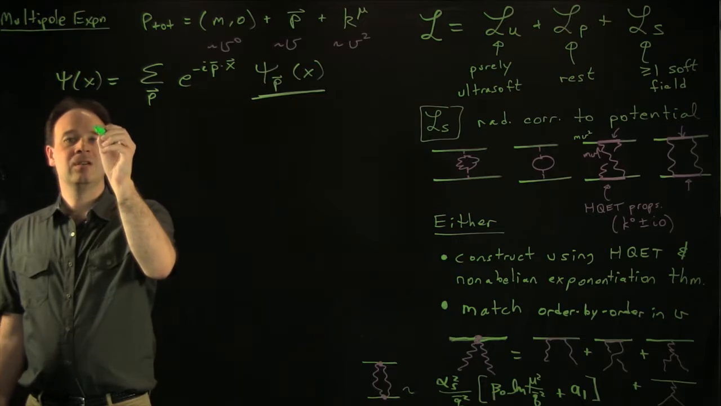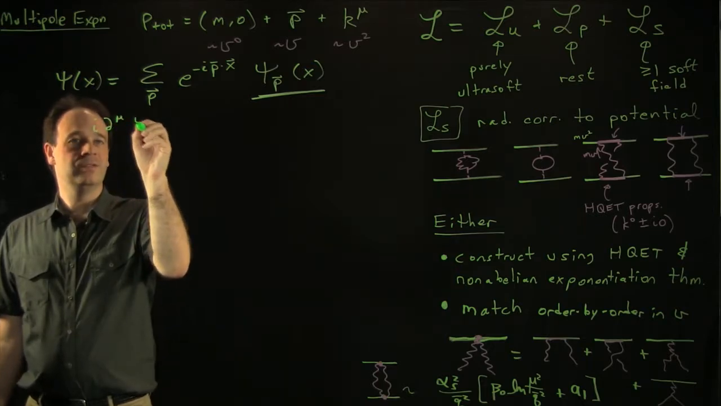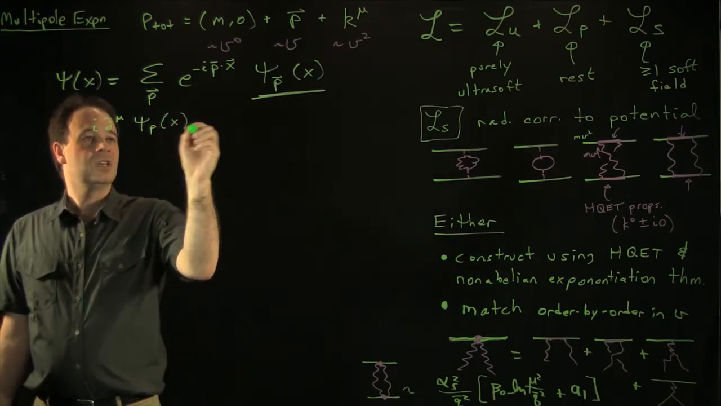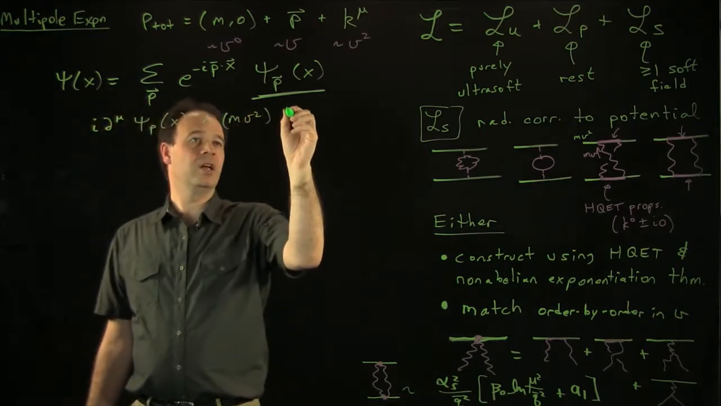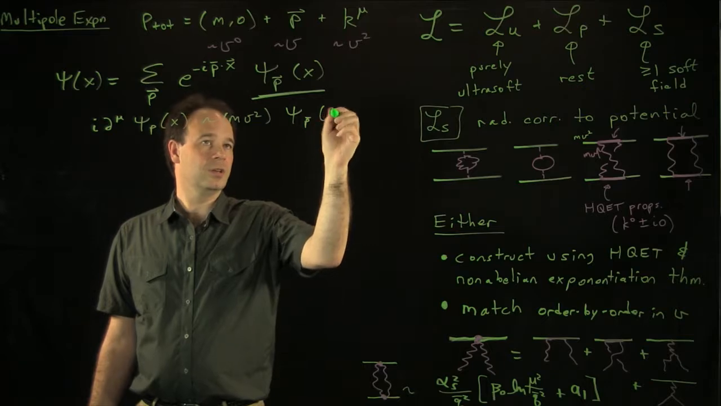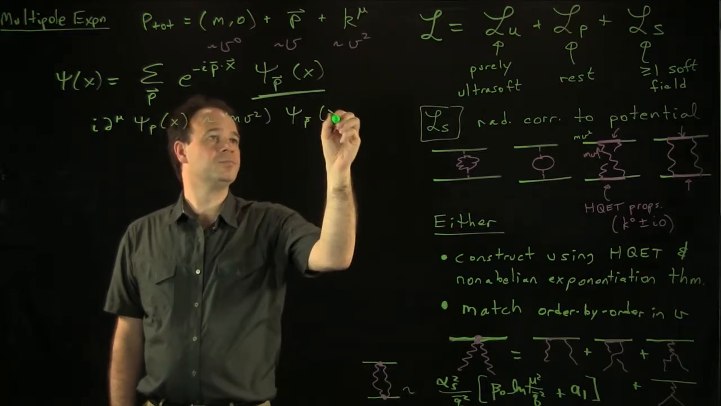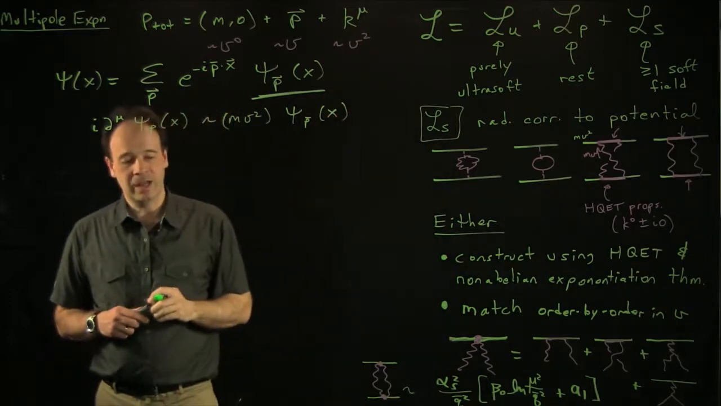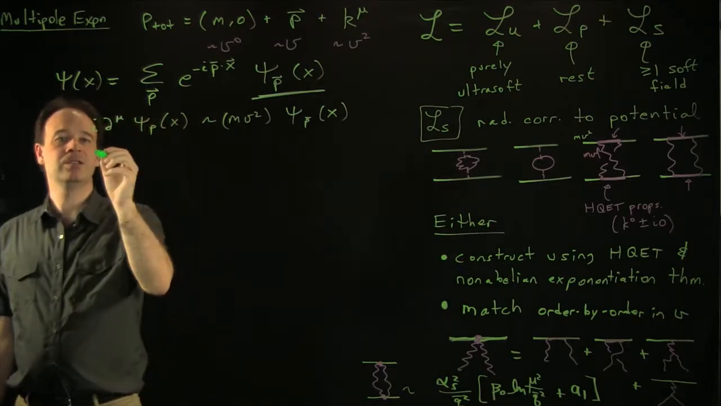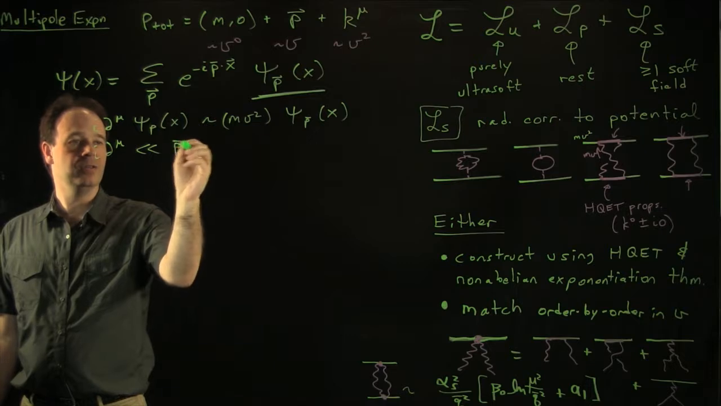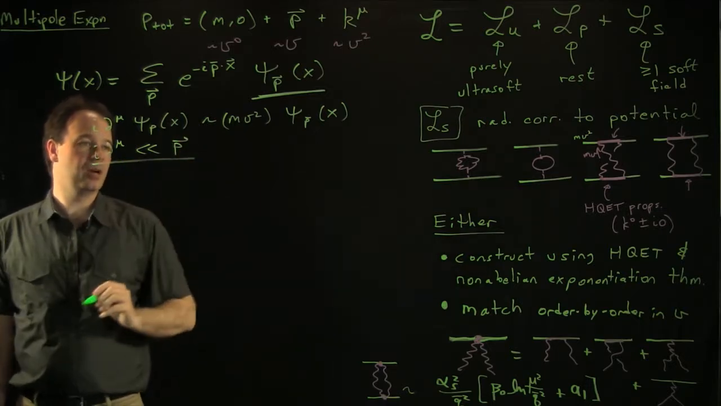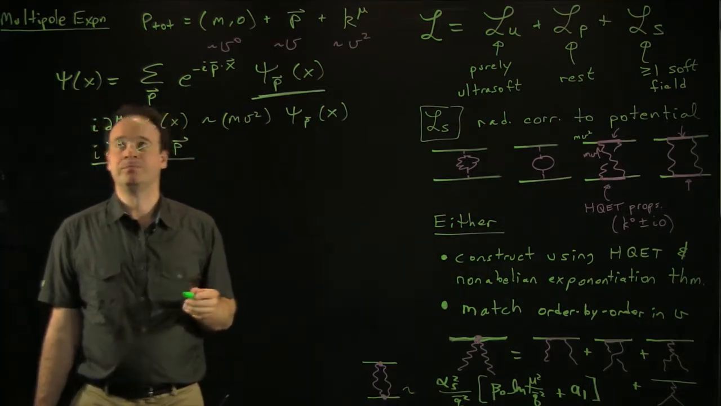And the point of doing this and switching to this field here is that this field has some very nice properties. In particular, the derivative on this field scales like mv squared, because the coordinate dependence is just carrying the residual k momentum. And so that means that we can now make a Taylor series expansion, for example, where i partial mu is much smaller than p vector. And that's how we're going to implement the multipole expansion.